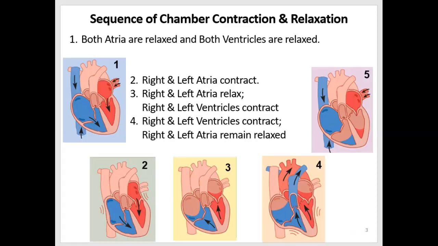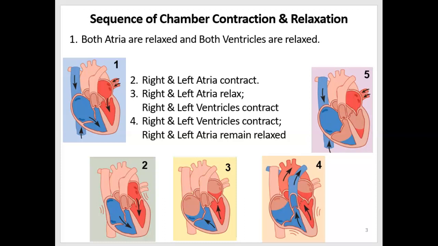The first mechanical event is the order in which the heart chambers contract and relax. A cardiac cycle begins with blood filling the ventricles. During the first phase, shown in the blue box and labeled number 1, the atria are receiving blood, which flows passively into the ventricles. Both the atria and the ventricles are relaxed during this time.